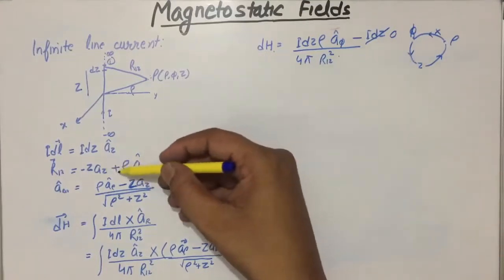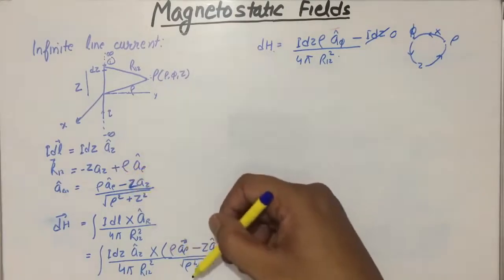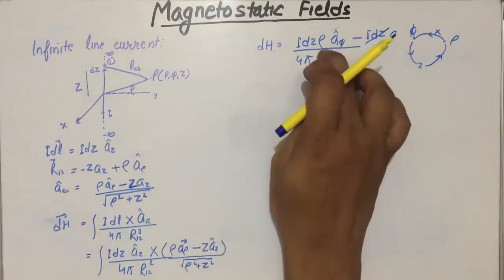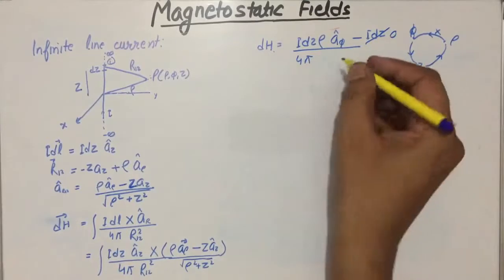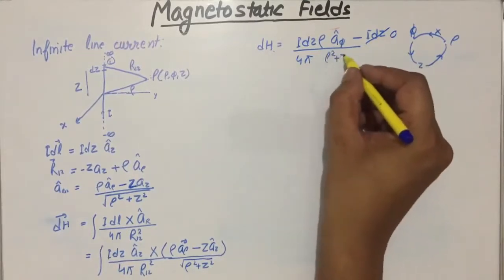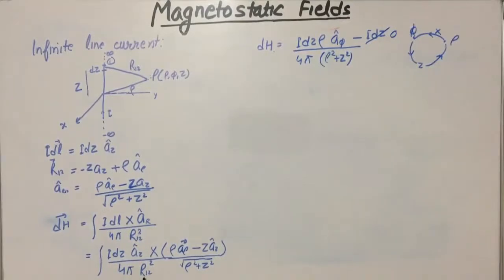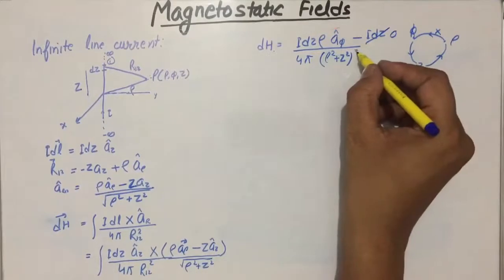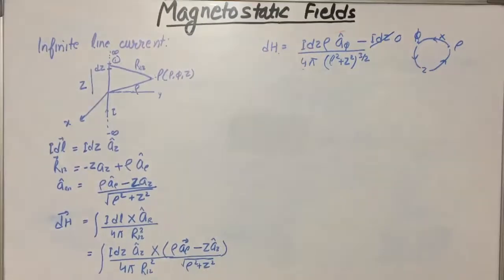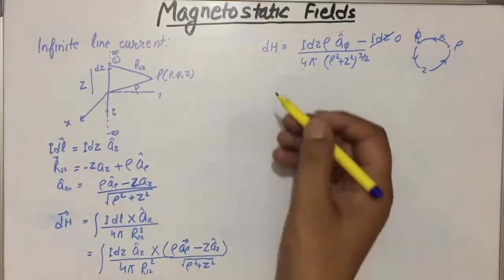This is nothing, just this. This is square plus this. So you can say it will be rho square plus z square, and this term will be to the power 3 by 2.